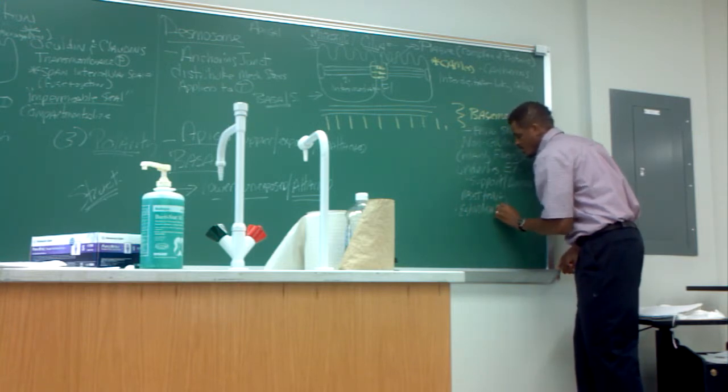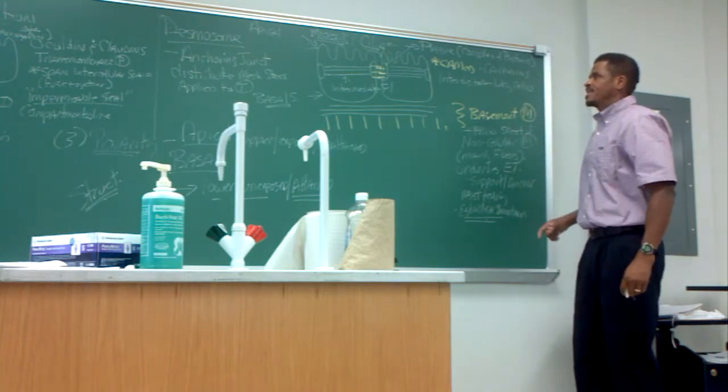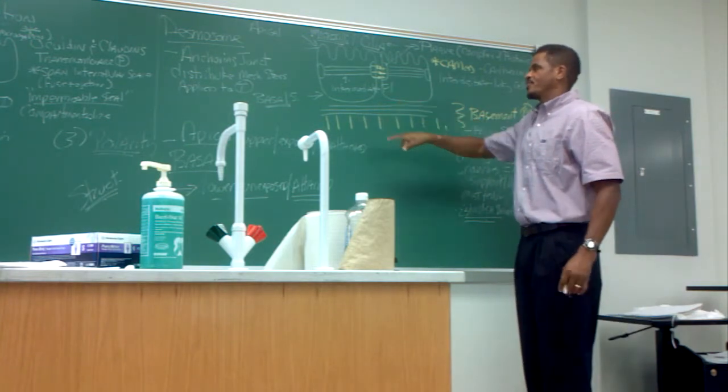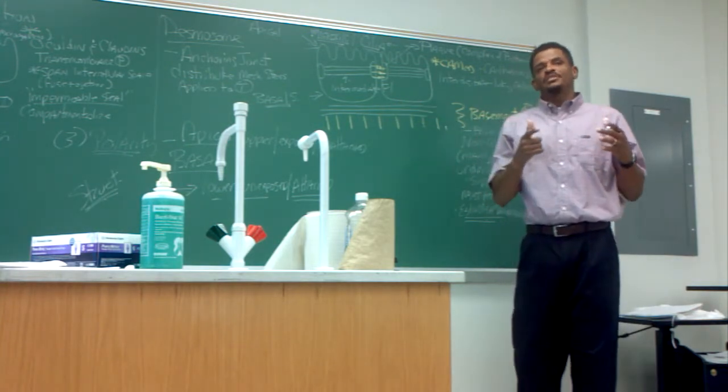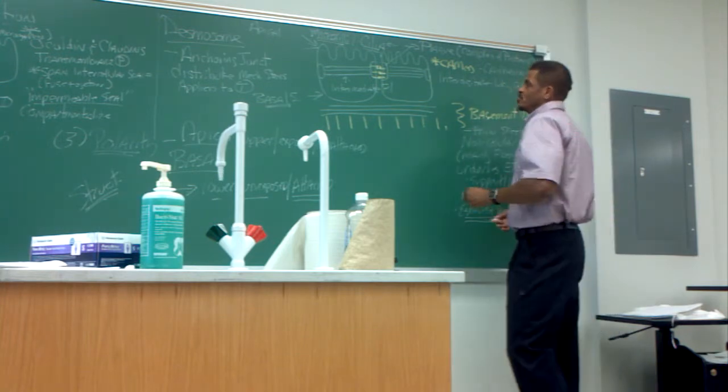As we take a look at the basal surface, it's attached to the basement membrane by way of what's called a hemidesmosome. This will be a plaque. This is half of a desmosome.